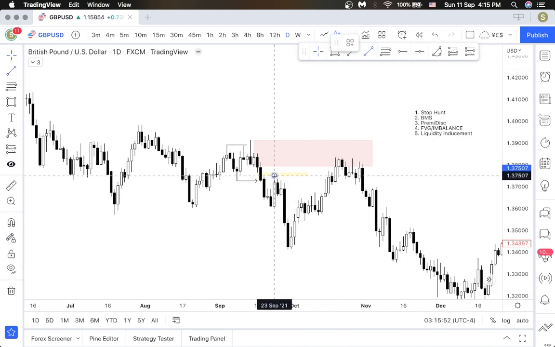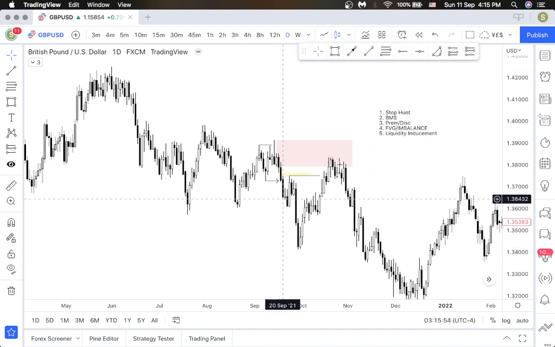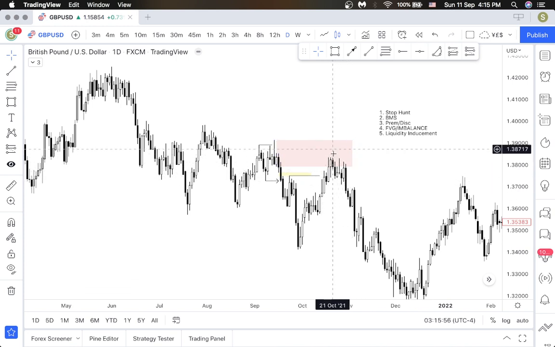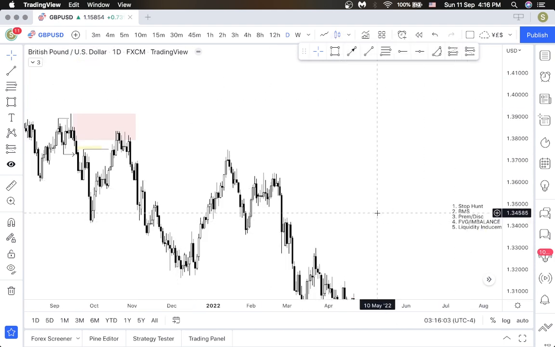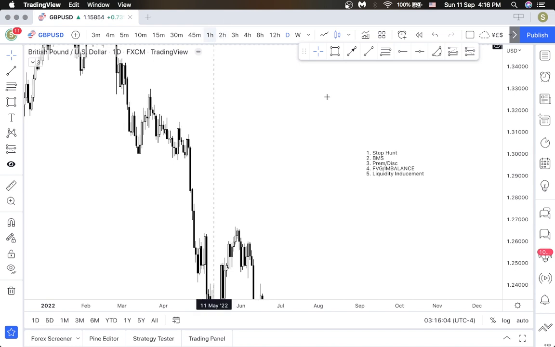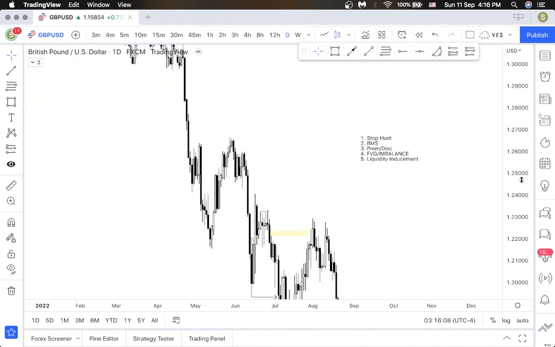Okay, so the 5 rules are met, and then you can go to lower time frame and start to look for your entry. Okay, let's look at more. These are just for the setups. Let's look at more recent price action now.